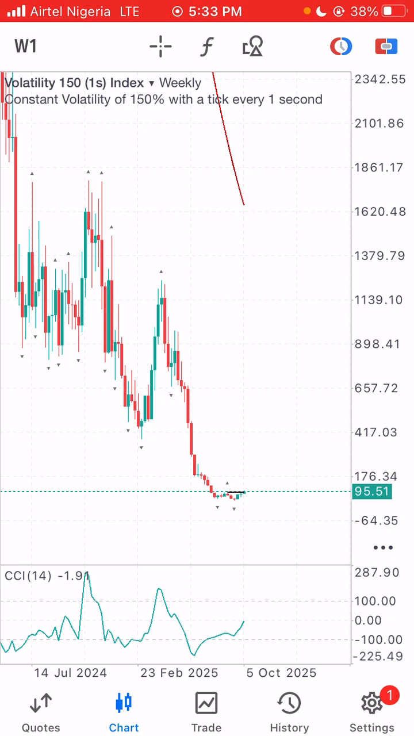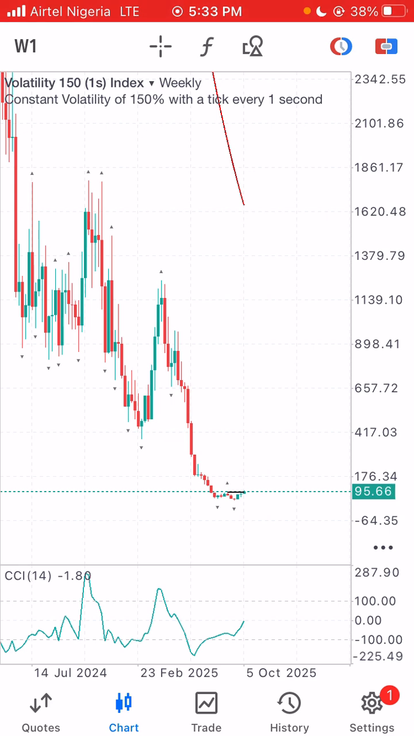This is Volatility 150, which is different from the currency trades where you have gold, XAUUSD, and the Euro USD. This is synthetics, because we have synthetics, forex (the foreign exchange), and stock trading. So this is the synthetics. This one is an active 24/7 platform for traders.